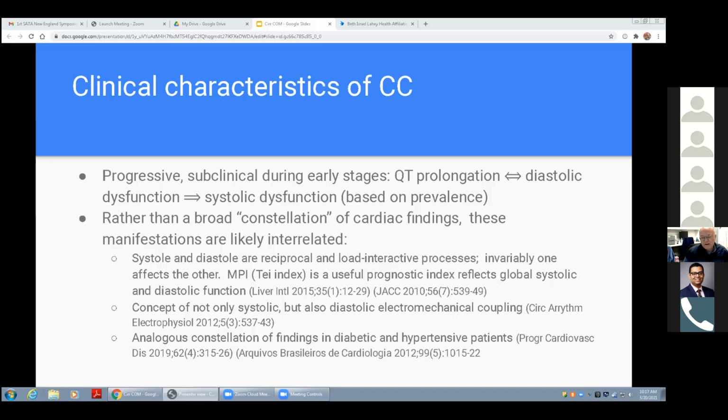Finally, these patterns of cardiac abnormalities that we see with cirrhotic cardiomyopathy are pretty stereotypic. We see a similar constellation of cardiac findings, specifically diastolic dysfunction, latent systolic dysfunction, and EKG abnormalities of repolarization in a variety of populations, including diabetics, hypertensives, probably even subarachnoid-induced stress cardiomyopathy.